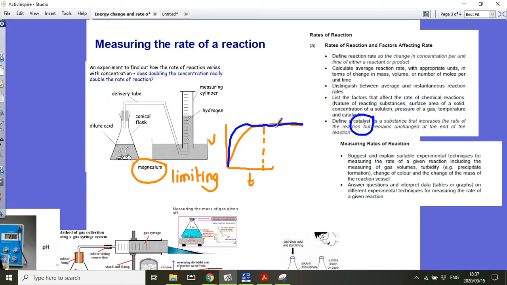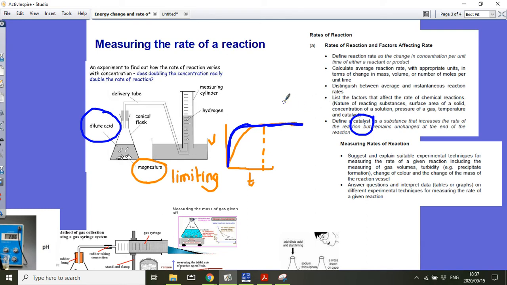And then you can also change the concentration. If I change the concentration, now you must be careful. Magnesium was my limiting reagent. So if I increase the concentration of my acid, I might have more acid, but it's not my limiting reagent. So it's going to happen faster, but it's still going to end at exactly the same place.